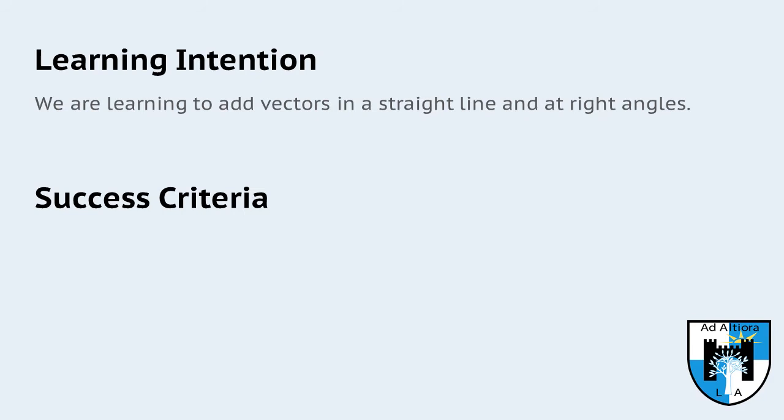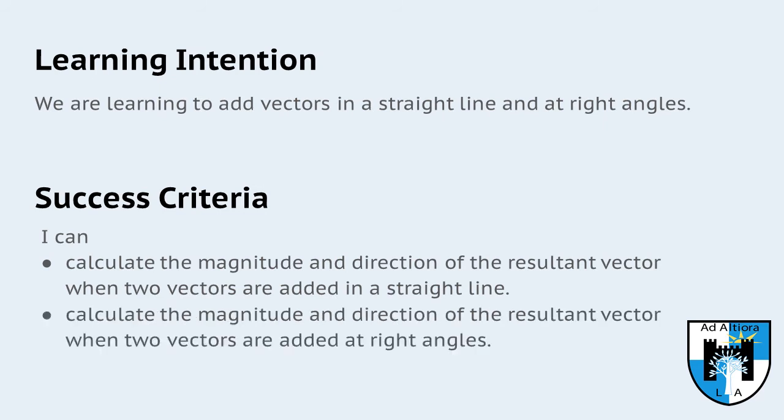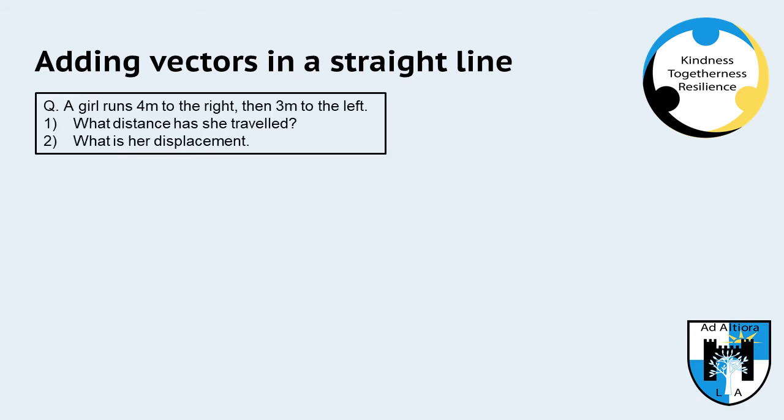Okay, so today basically the difference in the learning intention from the last lesson is that you're adding vectors that are in a straight line and at right angles, but instead of just doing arrows, we're going to actually try and work out their magnitudes, and we're also going to try and work out their directions. First of all, we're going to start off with adding vectors in a straight line.